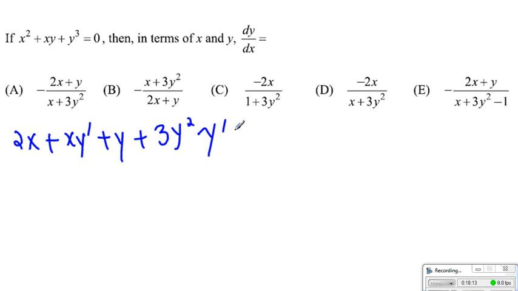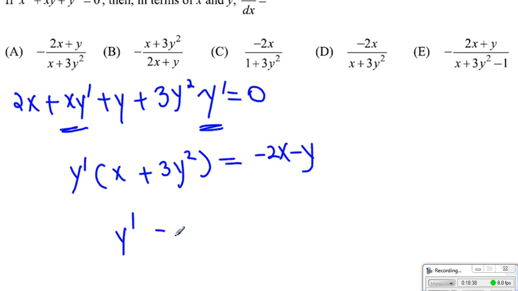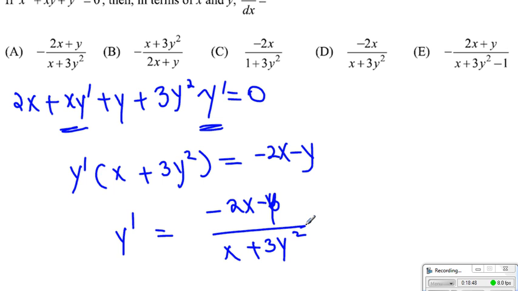Times y prime, which is equal to 0. Now we have y prime here and here. So therefore, the other two terms can easily move, and we end up getting y prime. If you factor them out, x plus 3y squared is equal to negative 2x minus y. By dividing by this portion, we will end up getting negative 2x minus y all over x plus 3y squared. So that becomes our final answer. Then the only thing that seems to be correct is choice A.